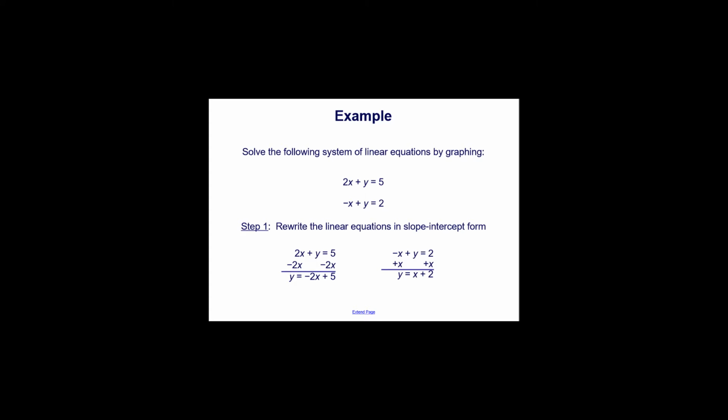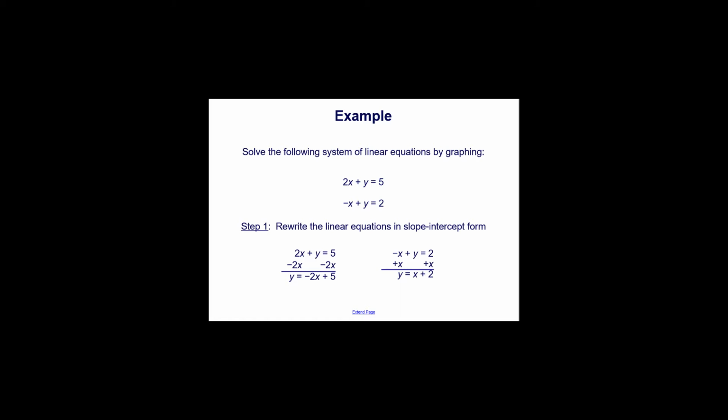And the two equations we have are 2x plus y equals 5 and negative x plus y equals 2. Neither of these equations are in slope-intercept form. So the first step, step number 1, should be to rewrite the linear equations in slope-intercept form. You need to solve both of the equations for y. In both of these equations, it takes just one step to solve for y.